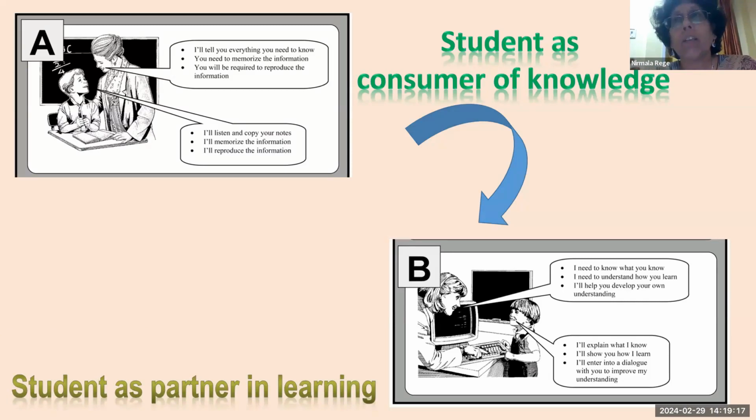And all those active learning techniques and what you said in the teaching learning all revolve around this concept of students becoming a partner of learning. So we tell the student that I need to know what you know, I need to understand whether you have learned, and I will help you to develop your own understanding. So the student has to say, okay, I will show you what I have learned. So even with any of our student-teacher relationship, it's changing a lot.